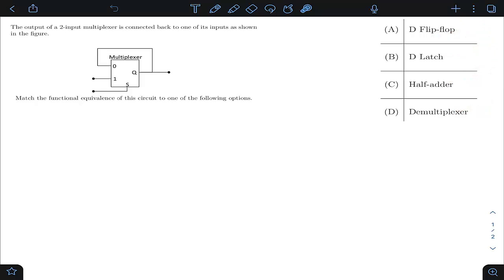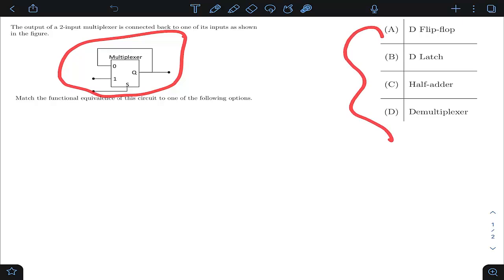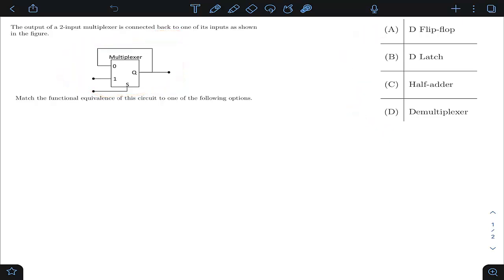So basically, what we are supposed to do in this case, student, is find which of these circuits this circuit is equivalent to. That's what they're asking. The answer cannot be a D flip flop because flip flop means there should be a clock. There is no clock. In a multiplexer, you don't have a clock, right? So it cannot be a D flip flop.